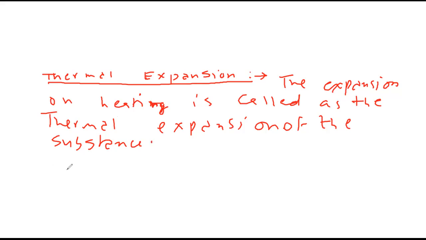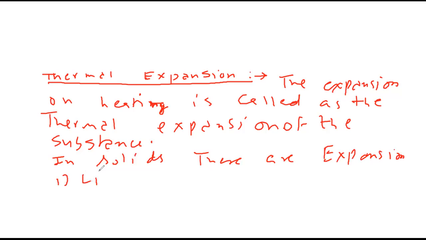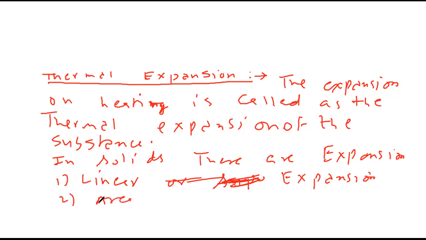Completed? Done, sir. How many types of expansion are there in solid? Three, correct. In solid, there are three expansions. Which are those three? First is called linear expansion, which means increase in length. Second is called aerial or superficial expansion. This means increase in area.